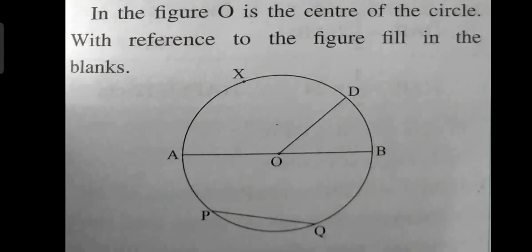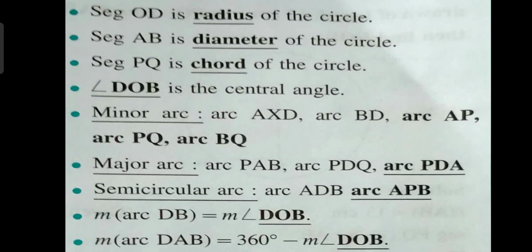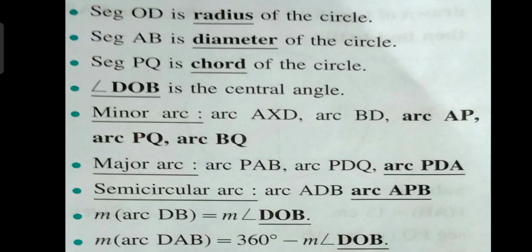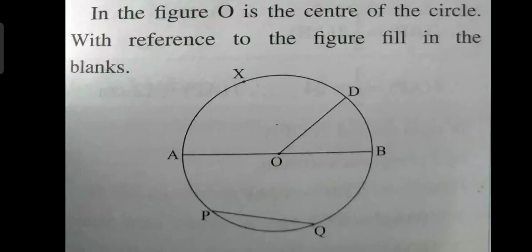Now we have to mention which are the minor arcs. So the minor arcs are AXD, students, because that is less than 180 degrees. Then we have arc BD, that is also a smaller minor arc. Then we have arc AP, arc PQ and arc BQ. AP is a smaller one. BQ and DQ also do not exceed 180 degrees.